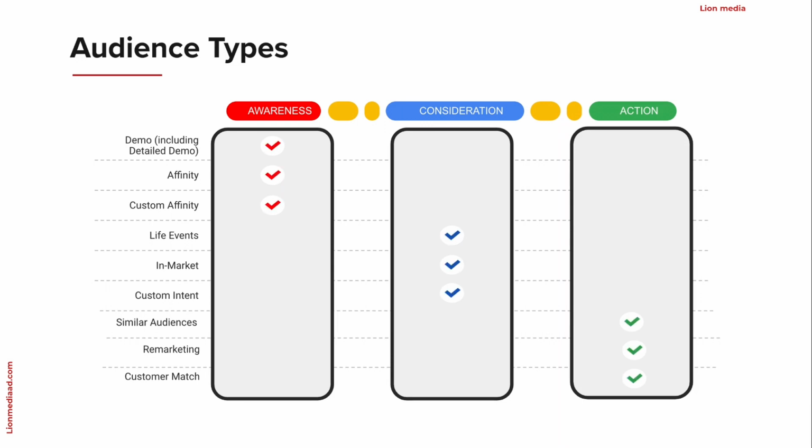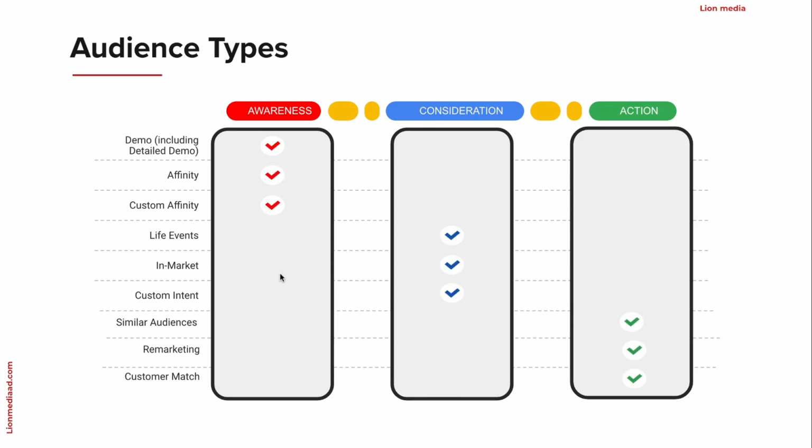And then you also have in-markets, which is an extremely powerful audience type that we use, meaning people can be in the market searching for cars, a specific type of clothes, or a specific type of supplements. You can target those specific individuals because you already know they're in the market for that. All you have to do is target them using this audience type. There's also custom intent, similar audiences, remarketing, and customer match.